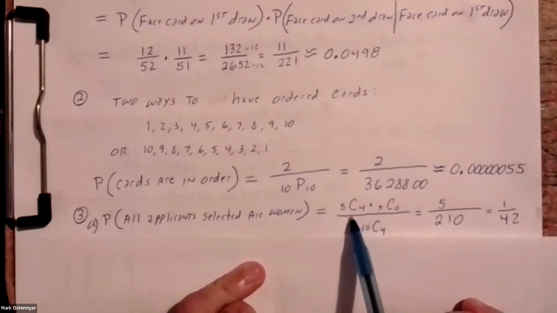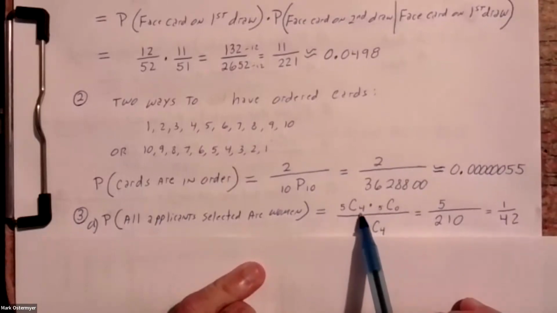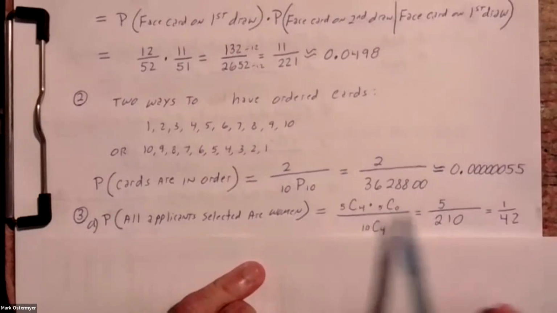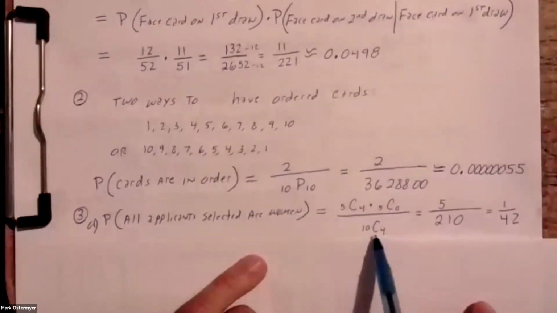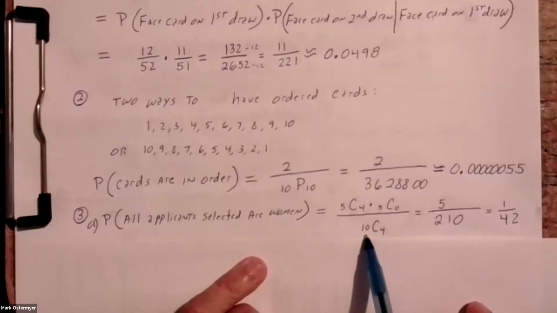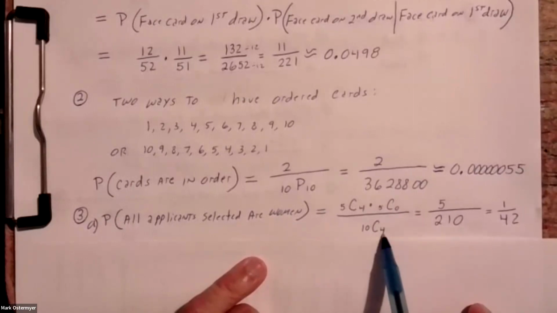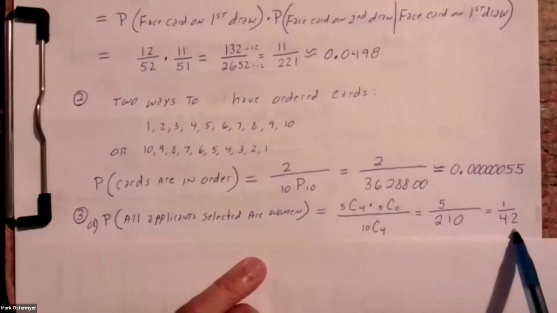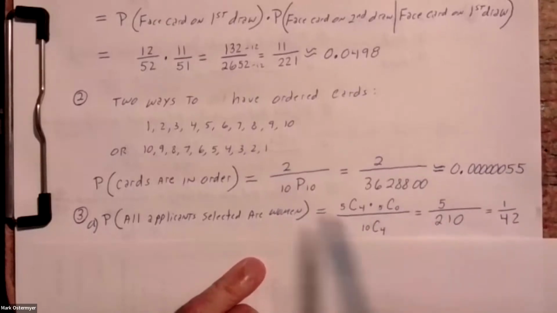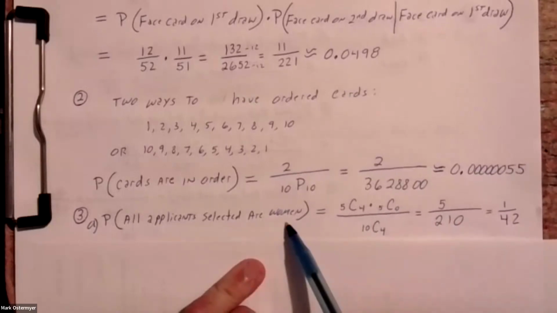So the number of ways we can select 4 applicants, and them all being women, would be 5, divided by the total number of ways of selecting 4 applicants from 10 applications, which is 10 in combination with 4, and that is 210. 5 divided by 210 reduces down to 1/42. So that's the probability of selecting all applicants that are women, or selecting 4 applications that are all women.